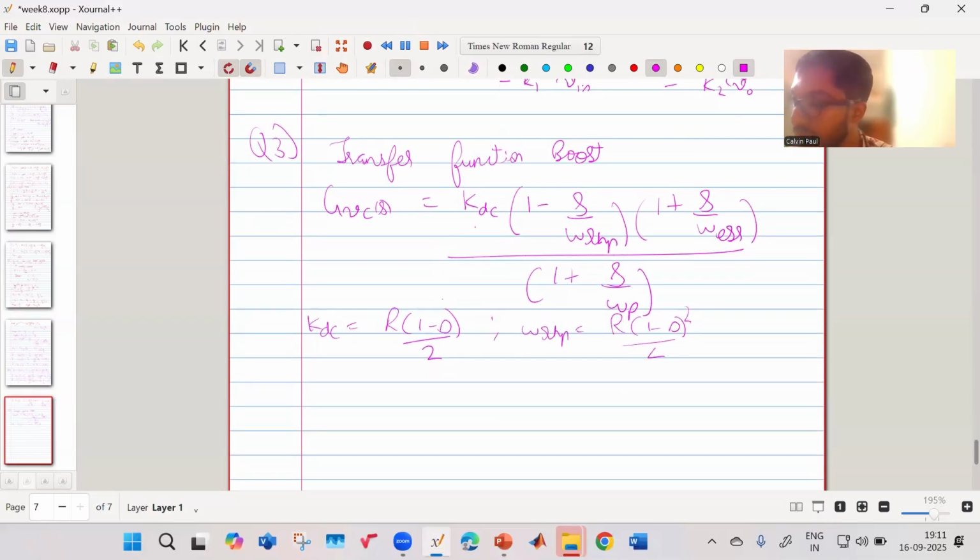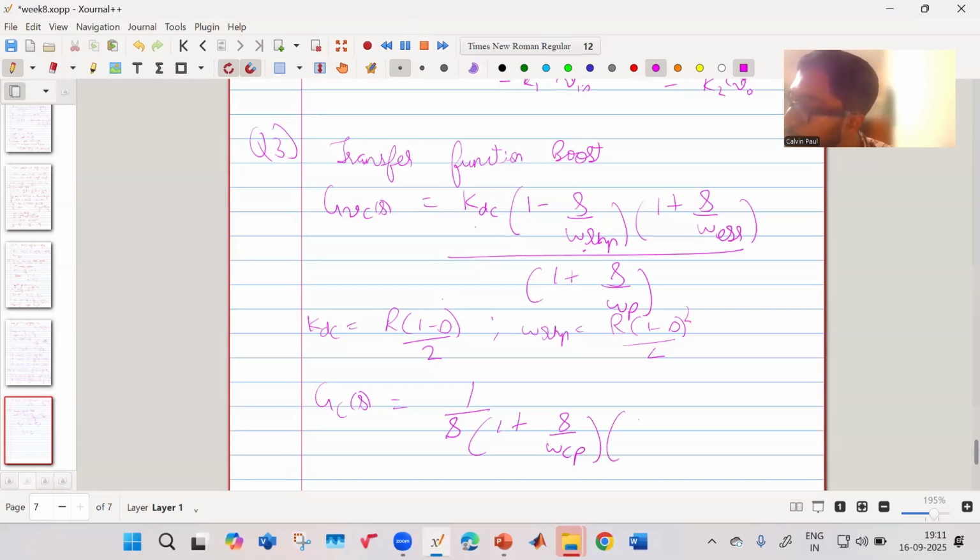PI controller. Okay, so we need a GC of S. We select GC of S such that it is 1 by S. You need an integrator to make your steady state error 0. Then you place one of your controller poles in coincidence with your RHP zero to reduce that effect, so that the gain effect of both is cancelled out.